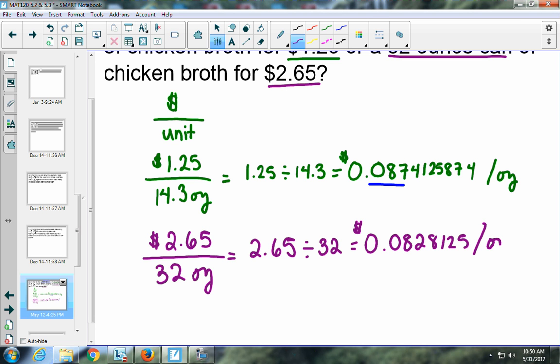It's dollars per ounce. So if we focus in on our dollars and cents, both of these start out with our 0.08, so about 8 cents. But the difference happens here in that thousandths place. The 7 is higher than the 2. So that means this purple one, where we paid $2.65 for 32 ounces, is the better value because it's less cost per ounce. And I realize that those numbers are very close together, but when you're buying lots of chicken broth, it starts to add up.